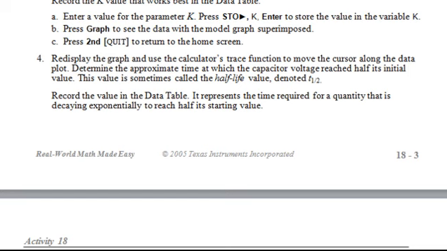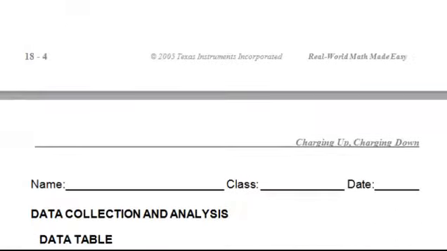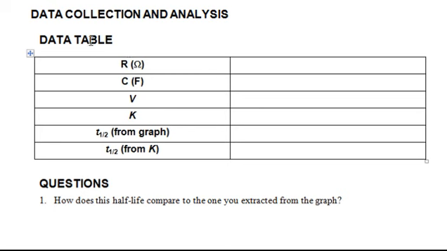And so what we're going to do is find this T half two ways. The first way is by using the calculator's trace function on the data plot, and the second way is by using an equation. So let's cover the first way first here. If you take a look at your data collection table, we have T half from graph and T half from K. So right now we're going to just use the T half from graph to figure that out. And what it states here is we need to use the calculator's trace function.